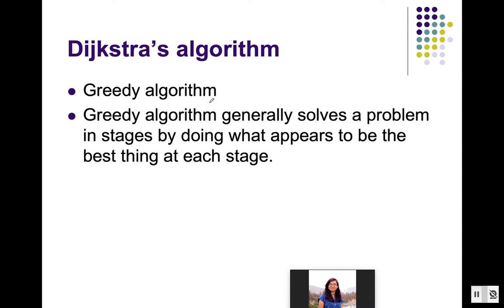Dijkstra's algorithm is a greedy algorithm. A greedy algorithm generally solves a problem in stages by doing what appears to be the best thing at each stage. Let's say I am at stage i. From this stage I am going to consider what would be best. So the greedy algorithm proceeds from stage to stage.